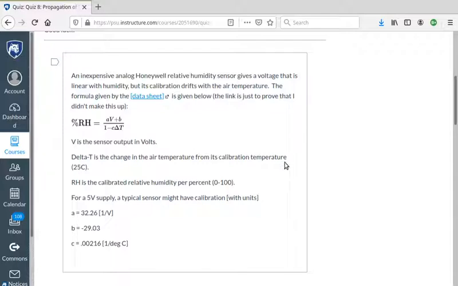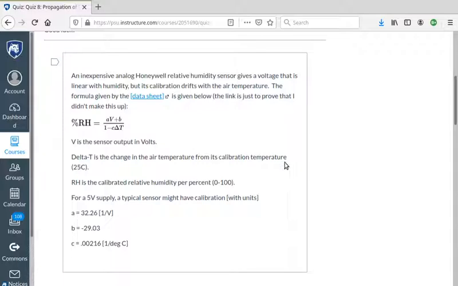Humidity sensors are notoriously irritating because they are sensitive to both humidity and temperature. And cheap sensors, they don't compensate for this. Expensive sensors do, which is, by the way, why humidity sensors are frequently so expensive. Good sensors compensate for temperature so that you get a well-calibrated measurement regardless of the air temperature. But cheap sensors, nope. You have to do it yourself.